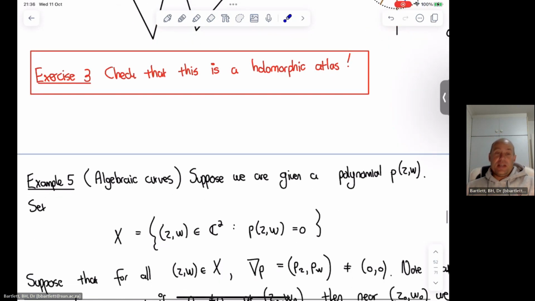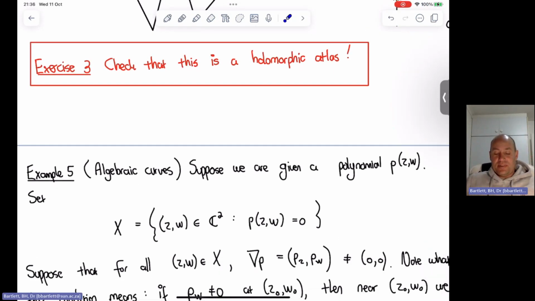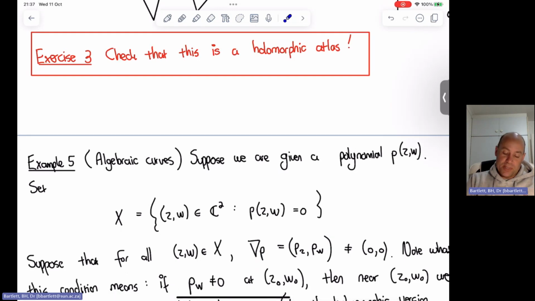Okay. Here's another very general construction of a Riemann surface: algebraic curves. So suppose you're given a polynomial, P of two variables. Then I set X to be the set of points in C2 where the polynomial vanishes. Now this is going to be a Riemann surface under certain conditions. So the condition is, suppose that for all points in X, the gradient of the polynomial, by which I mean the partial derivative in the z direction, comma, the partial derivative in the w direction, is not the zero vector. In other words, one of these is non-zero.